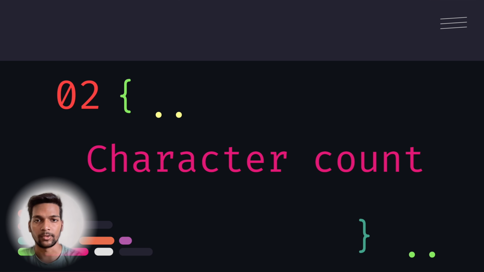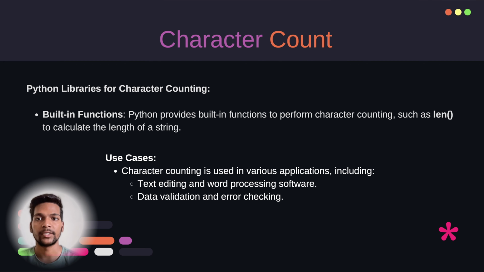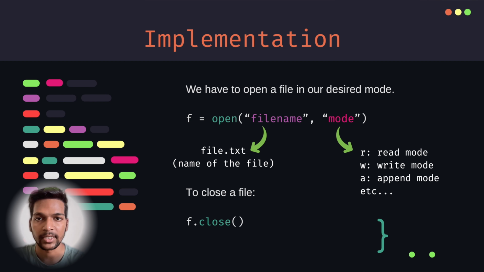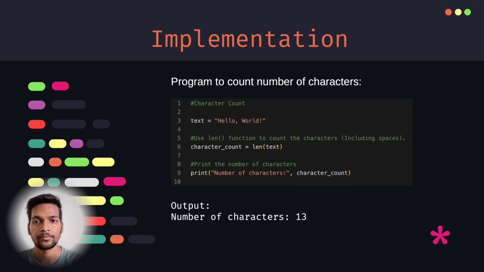Coming on to character count, we can perform character counting using the len function, which is a built-in function in Python, which calculates the length of a string. And let's try to implement it in Python. So this is the syntax for opening a file. We can enter any file name in double quotations and then give a comma and write the mode in which we want to open the file in double quotations. And then after the operations are done, we can close the file using the close function.